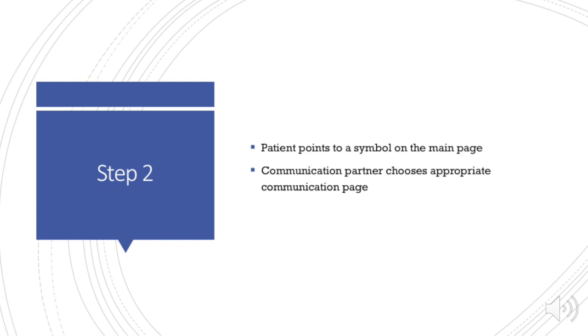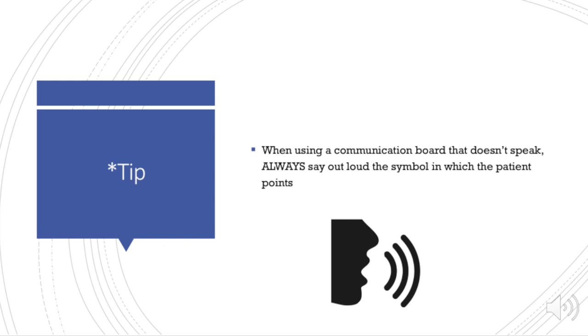Step number 2, the patient will point to a symbol on the main page, and then you will choose the appropriate communication page. These are all in the book and they are labeled on the back. A tip: when using these communication boards, since they don't speak, you should say out loud the symbol that the patient points to. So for example, if they point to body parts, you should say out loud, body parts. Also, when talking with kids, make sure that you use as short of sentences and as simple of language as possible.